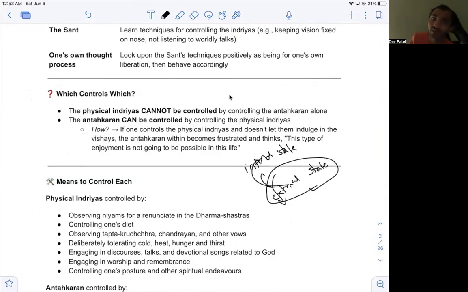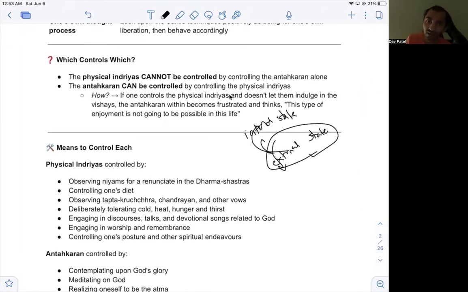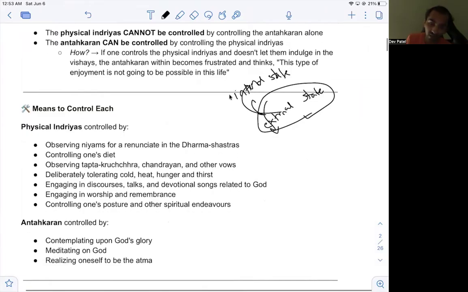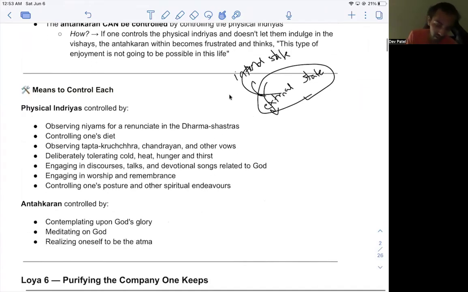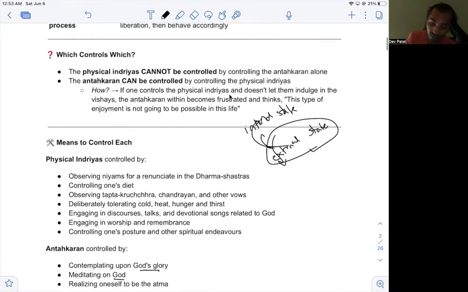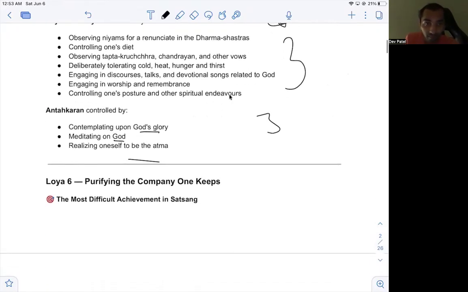The physical indriyas are controlled by observing the niyams, controlling diet, observing different dietary vows, deliberately tolerating cold, hunger, and thirst, and engaging in different discourses. The antakaran is controlled by contemplating God's glory, atma-realization, and meditating on God's form. So even though controlling the indriyas also controls the antakaran, we also have separate measures to control each of these.